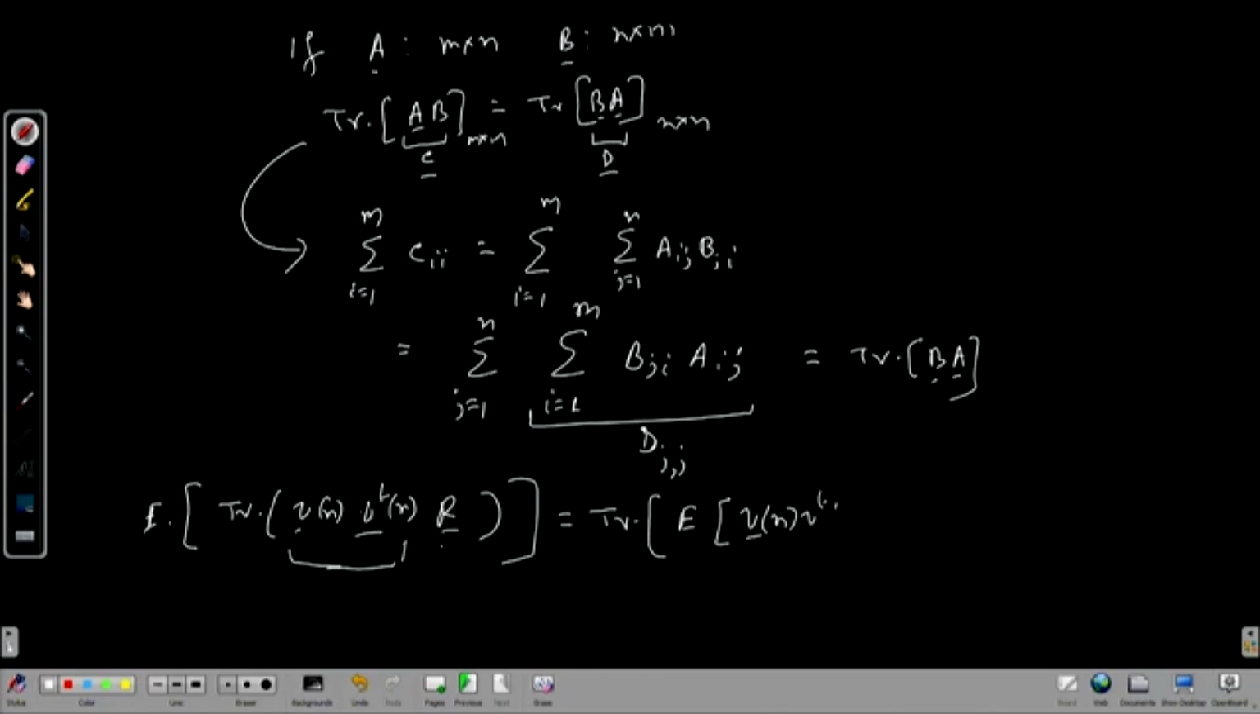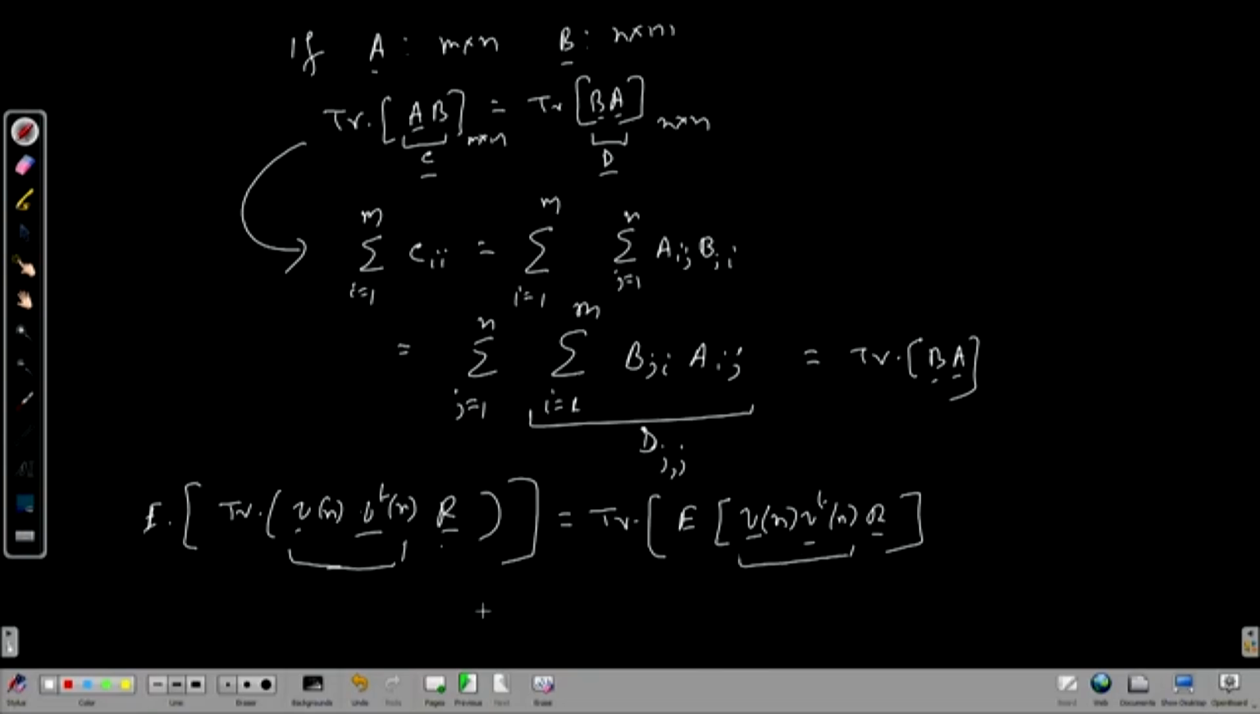E of V n V transpose n R, all right. But R is not random. So, this is a matrix where all the elements are random, because V n is what, W n minus W opt, and W n is random. So, V n is random. So, this is a matrix where every element is random. That matrix should be a constant matrix. If you carry out the product and then apply E, you will get the same thing if you apply E on every element of this matrix and then carry out the product. This we have done earlier.